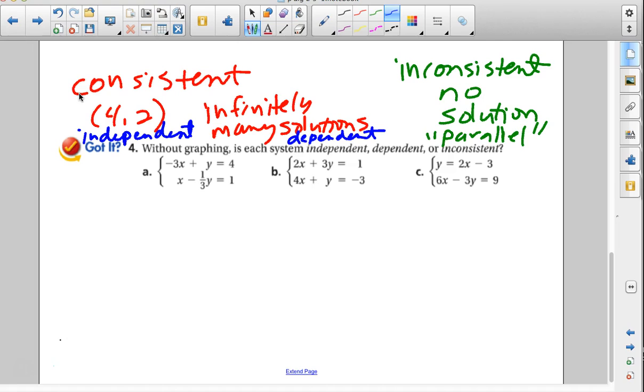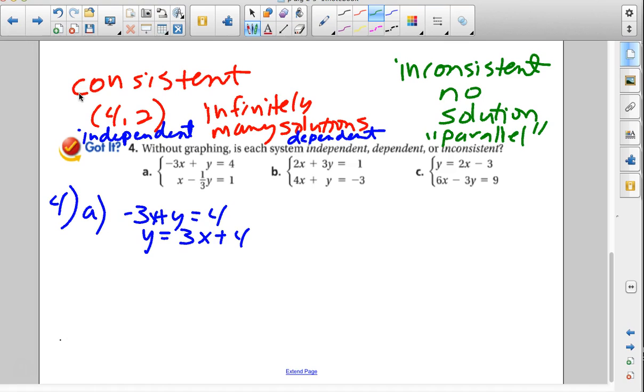So this says, without graphing, and granted in the homework they're going to say with some of them, go ahead and graph it. But it makes it a little easier when you know what's going to happen beforehand. We want to solve for y. So our top equation here is negative 3x plus y equals 4. Not too bad solving that for y. We're going to go ahead and add 3x to both sides.